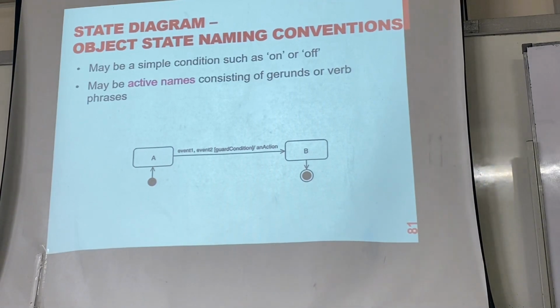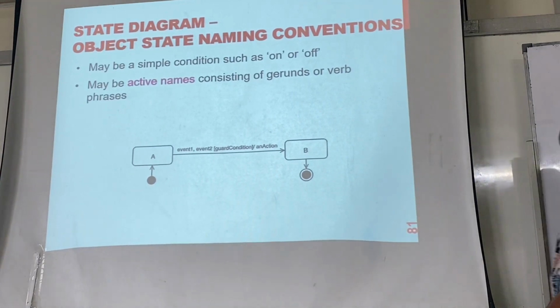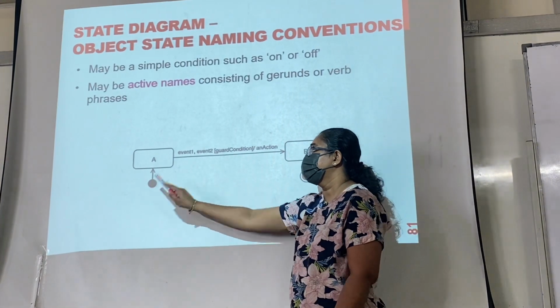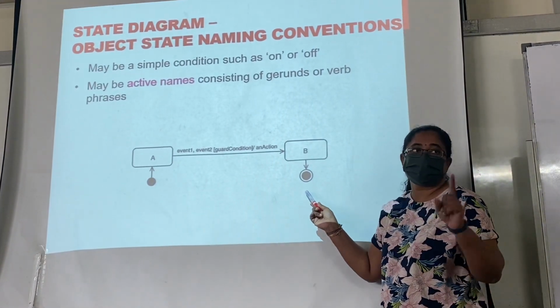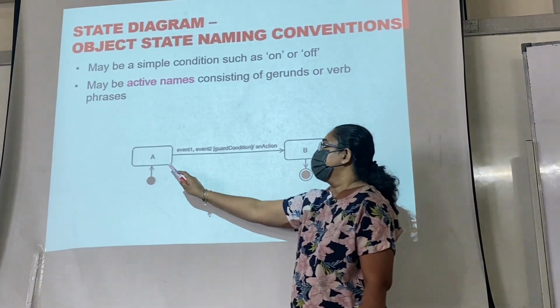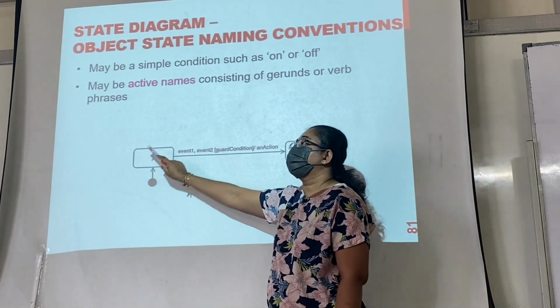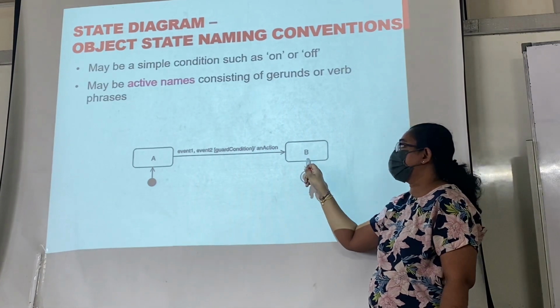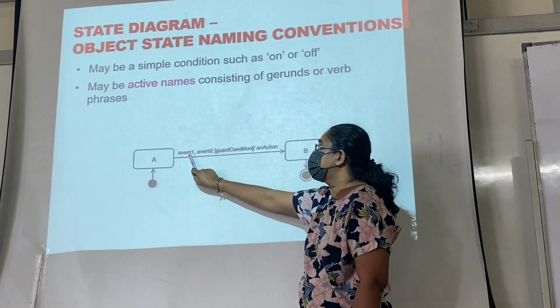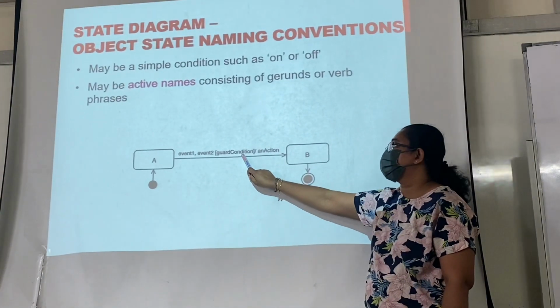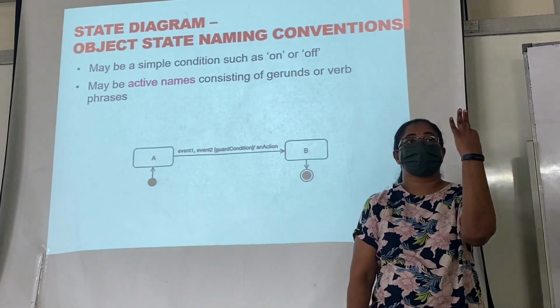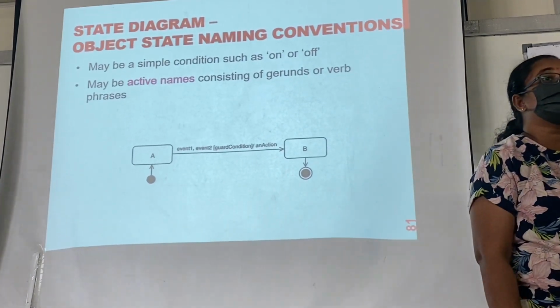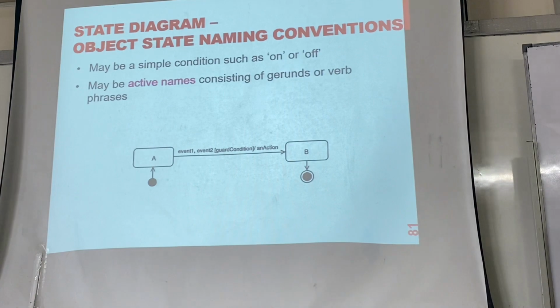This is the basic state chart diagram. The symbol of start, the symbol of end. It must have a start and an end. Then this is the first state, and this state changes to this state due to an event, a condition, or an action. Three things. Only these three things can make one state change to another state.